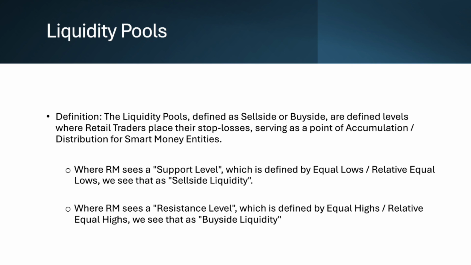Where retail money sees a resistance level, which is defined by equal highs or relative equal highs, we see that as buy side liquidity, which again can be defined as a singular swing high.